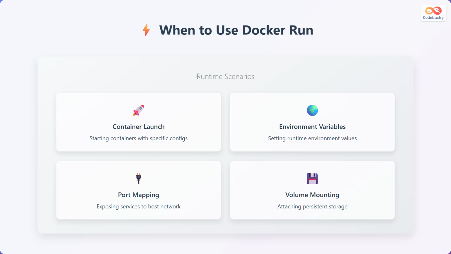Docker Run is best suited for runtime scenarios. Use it when starting containers with specific configurations, setting runtime environment values, mapping ports to expose services to the host network, and mounting volumes for persistent storage.